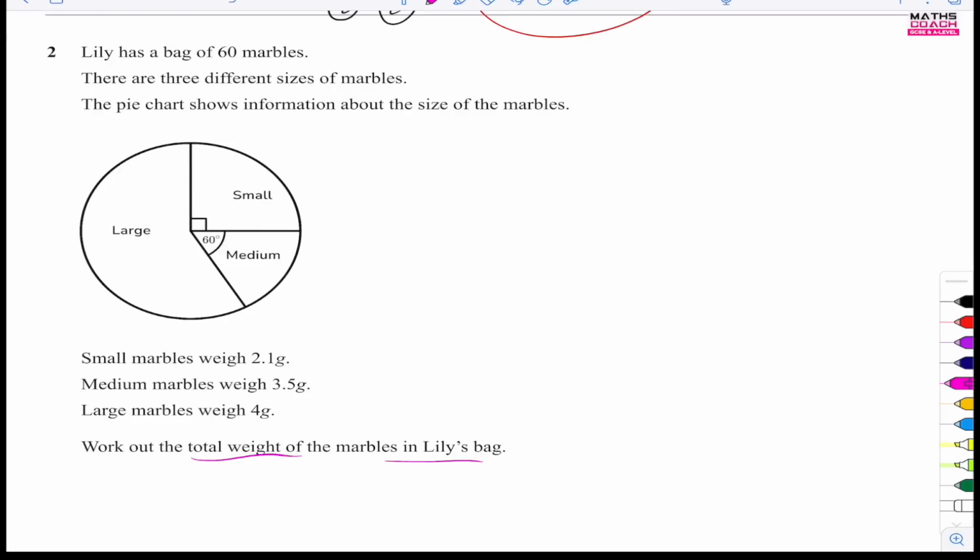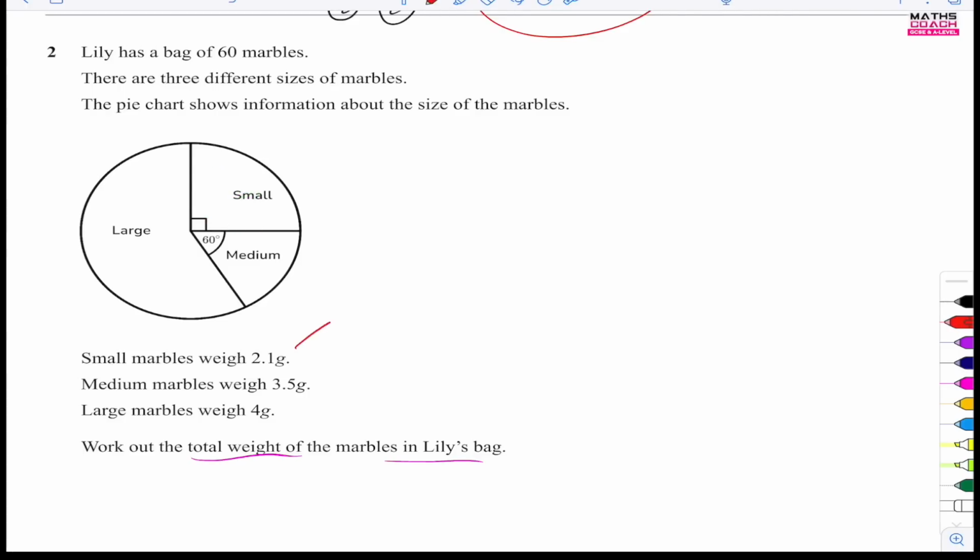So where do we begin? Well, if you look at the pie chart, you can see that small has a quarter of the pie chart. And we know it's a quarter because of this right angle. That's 90 degrees. And as you know, in a pie chart, it adds up to 360. So 360 divided by 4 gives you 90. So this is a quarter, okay?